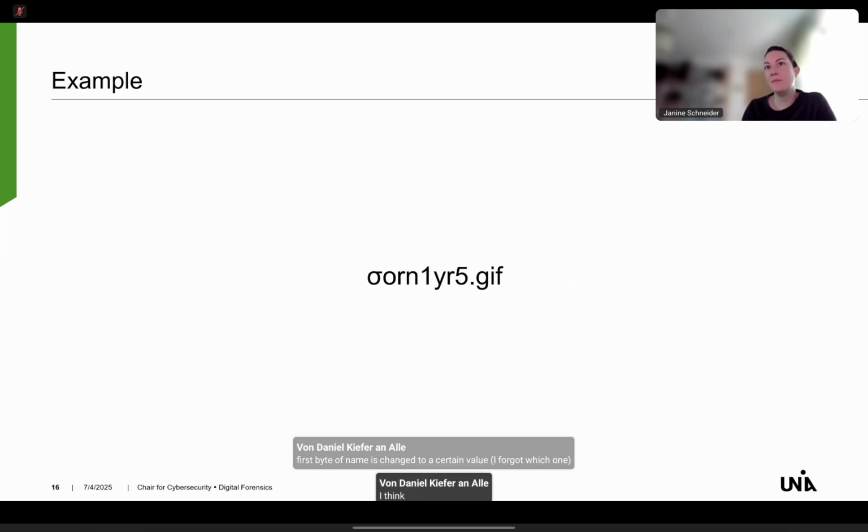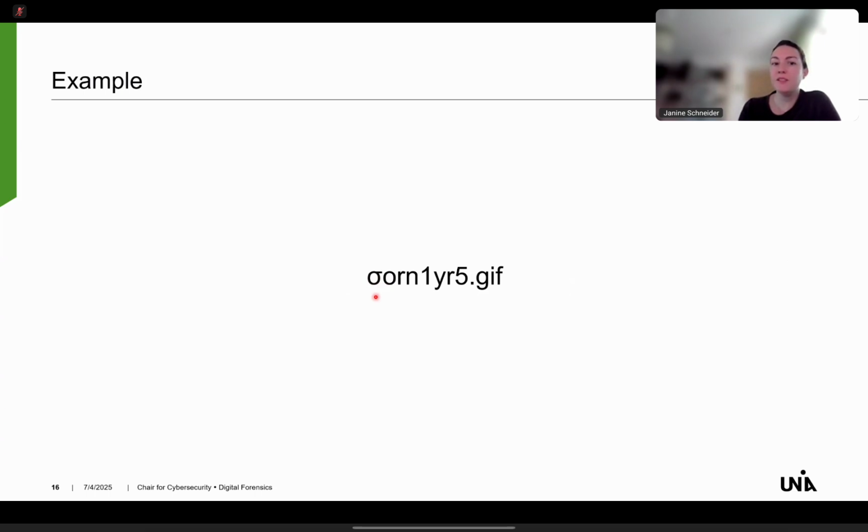First byte of the name is changed to a certain value. Yeah, exactly. So we can assume that this is a deleted file. So the first character indicates that this file has been deleted, and now we actually have many possibilities how the file could have been named.